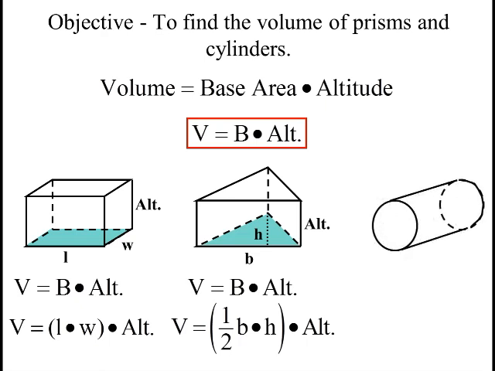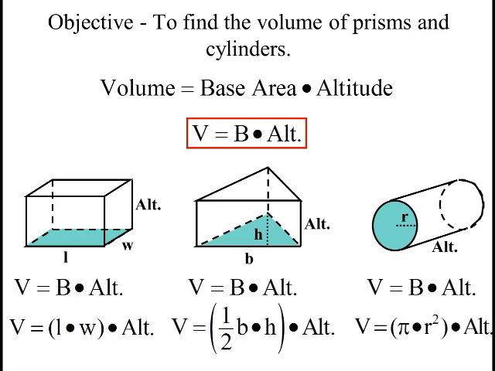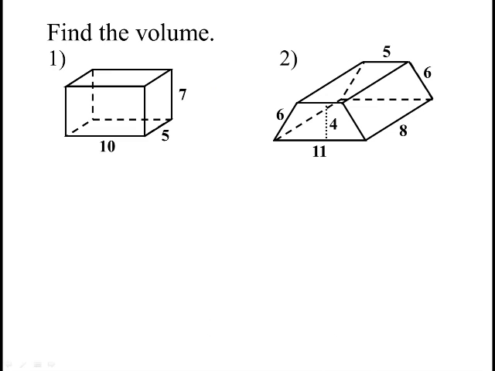Now a cylinder, same basic idea. You find the area of the base, you multiply by the height or the altitude. Your base for a cylinder, though, is going to be pi r squared. But same basic idea. So take a moment and see if you can find the volume of these two figures.